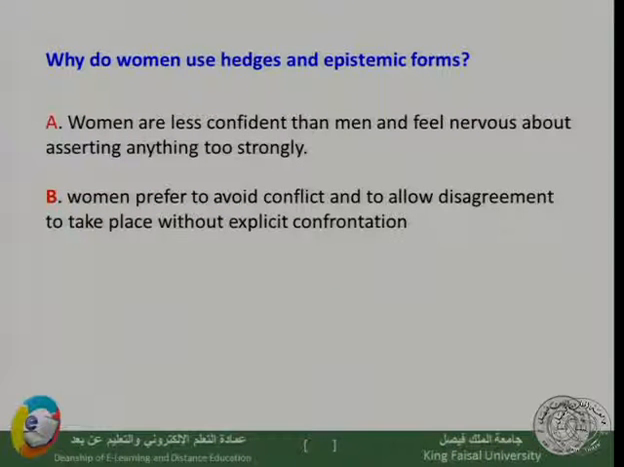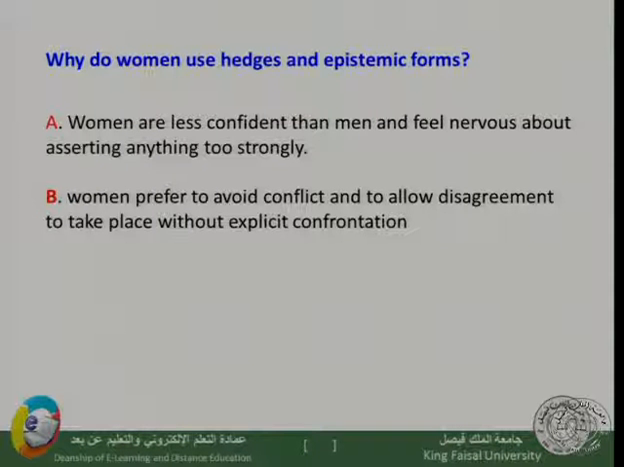Why do women use hedges and epistemic forms? Now there are two opinions regarding the answer to this question. Why do women use hedges? Why do women use epistemic forms? Number one says women are less confident than men and feel nervous about asserting anything too strongly. That's why they always say, I think, it is a kind of, it is a sort of. So they are trying to dilute the assertion by using those hedging words.